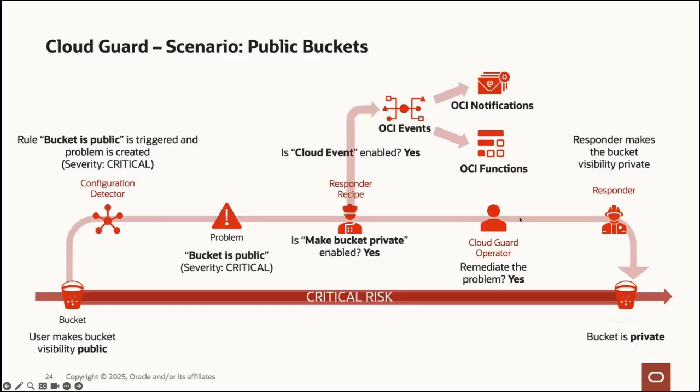We also have the CloudGuard operator, so they can go in and remediate the problem, and then the responder, this is like the automated approach. So there's a one-click remediate button. The operator can click remediate, and then from there, the responder would change that bucket visibility from public to private. And then from there, that critical risk would be mitigated.